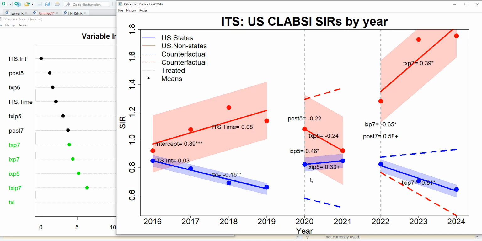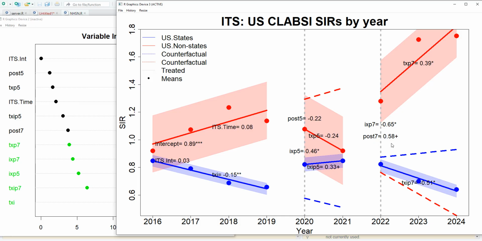So what happened is that the trends increased for the U.S. states, but decreased for the non-U.S. states. So that gives a positive value for that IXP, meaning there was an increase for our U.S. states. And we can see that here, that clearly things changed for both groups.